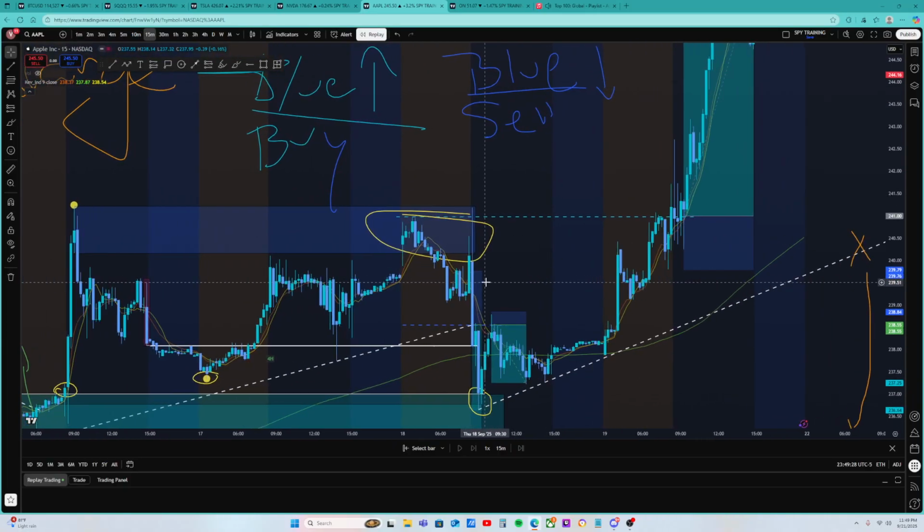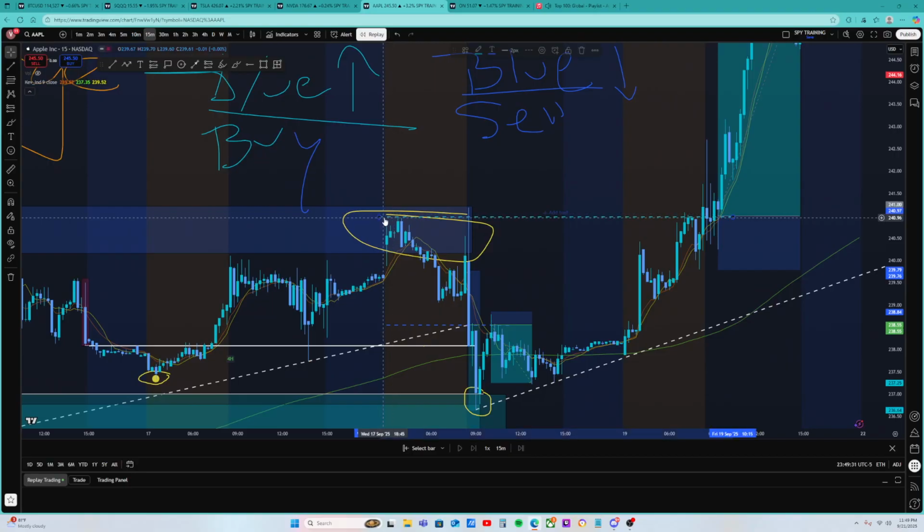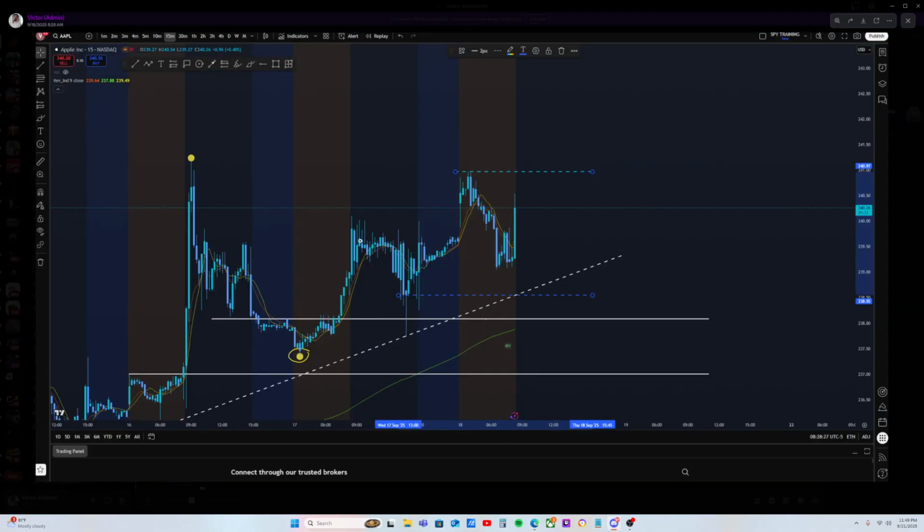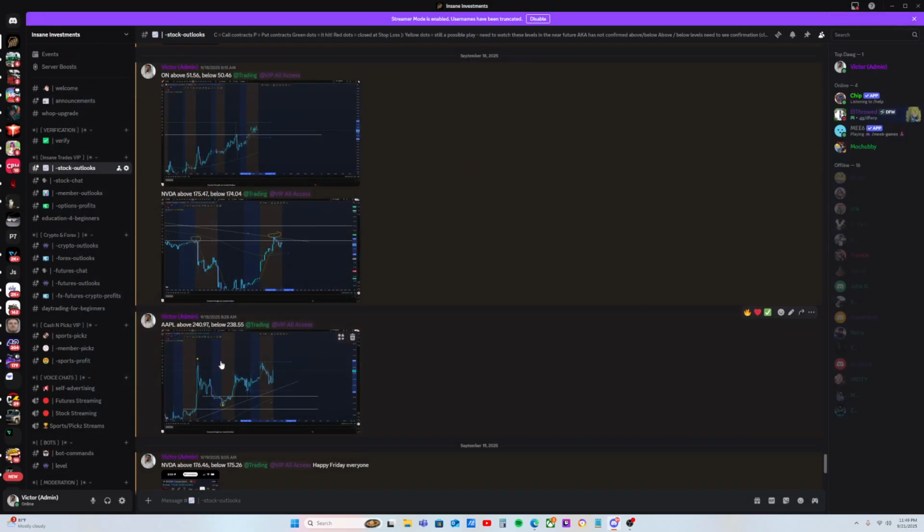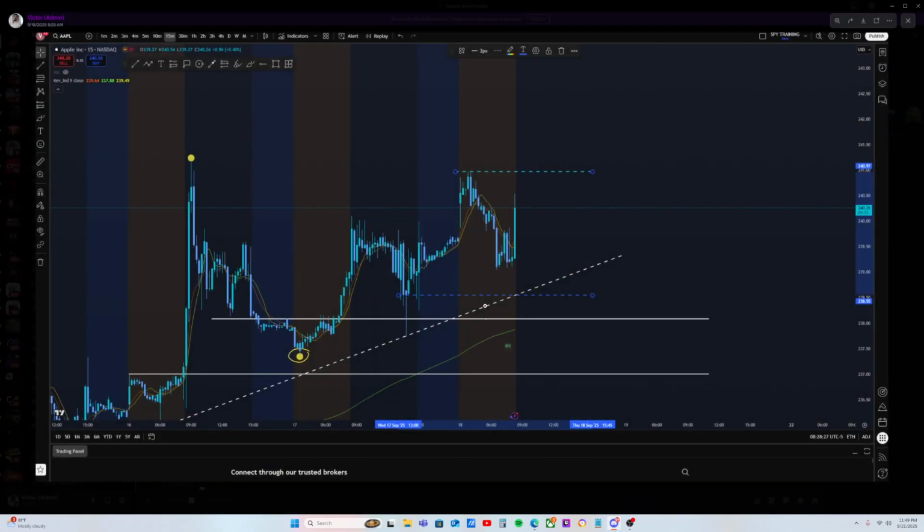So the upper level that we found Thursday morning, found in pre-market, we can verify with the Discord here. This is a screenshot from Apple, above 240.97, below 238.55 on 9/18. And this is what it looked like right before. I have the setup, my white trend line. Again, I don't do the orange with the drawing, so it looks even cleaner here.